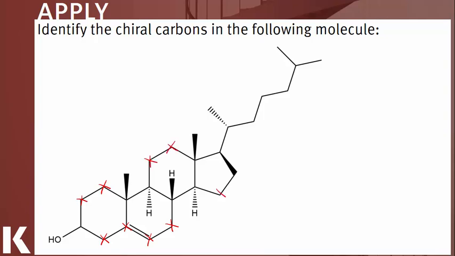So we can go ahead and mark all of these off because we know that they do not have 4 distinct groups and cannot be chiral. Now we've made our work much easier, so let's start attacking some carbons. Let's start in the bottom left.